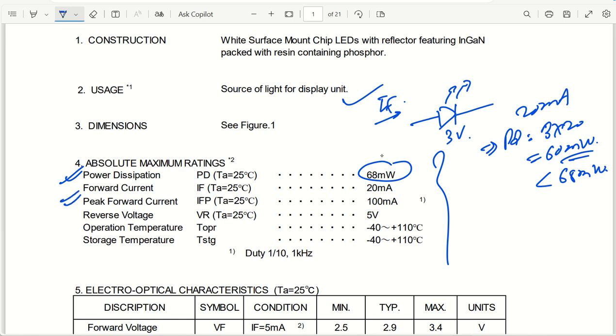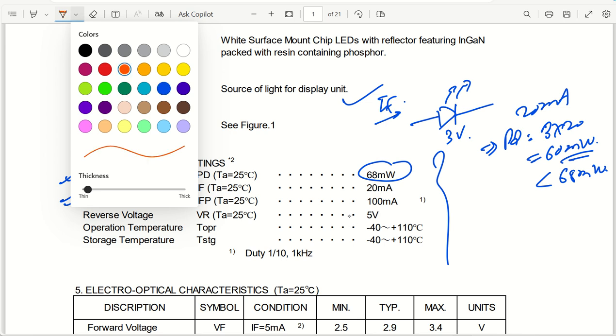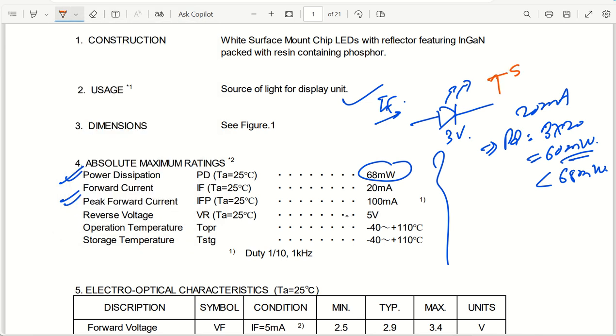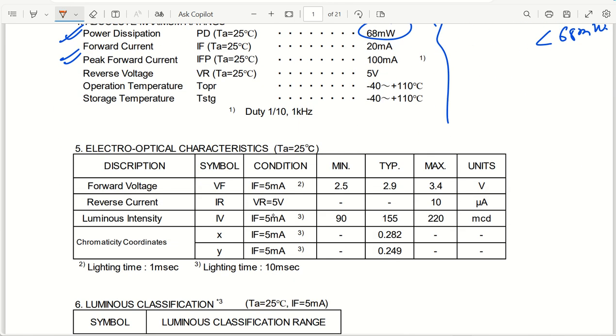It can take a peak forward current of 100 milliampere. Reverse voltage it can withstand up to 5 volts. So you must understand that you are not supposed to give reverse voltage more than 5 volt. Okay, then we have temperature operating range, which we have understood. We have to see forward voltage as well. So forward voltage, as you can see, the maximum is 3.4 volt, right, and typical is 2.9 volt. So you must understand the LED circuit structure will be like this.